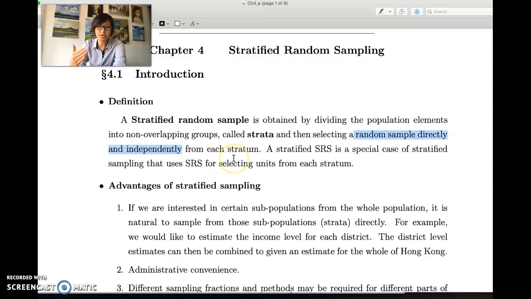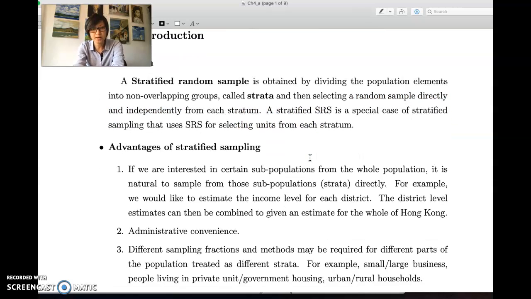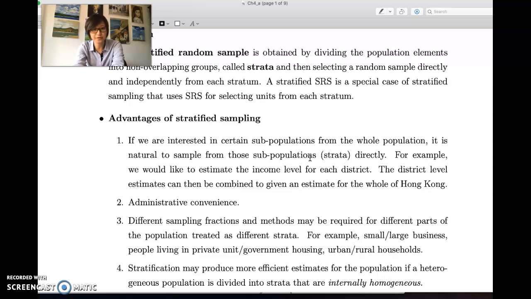Okay, so you can imagine within each of the strata, we perform what we learned about in Chapter 3, and then we aggregate them to the entire population. Then you may ask, what is the advantage of stratified random sampling? Why don't we simply do simple random sampling?